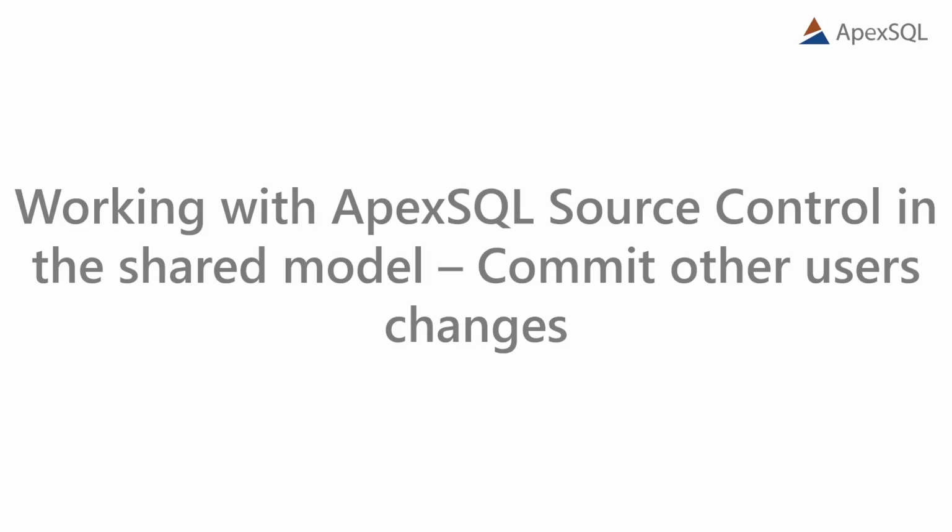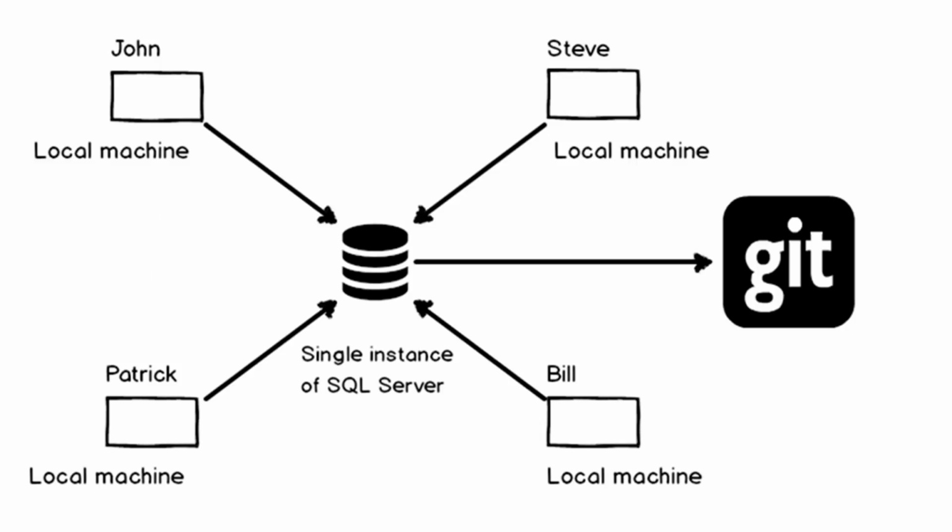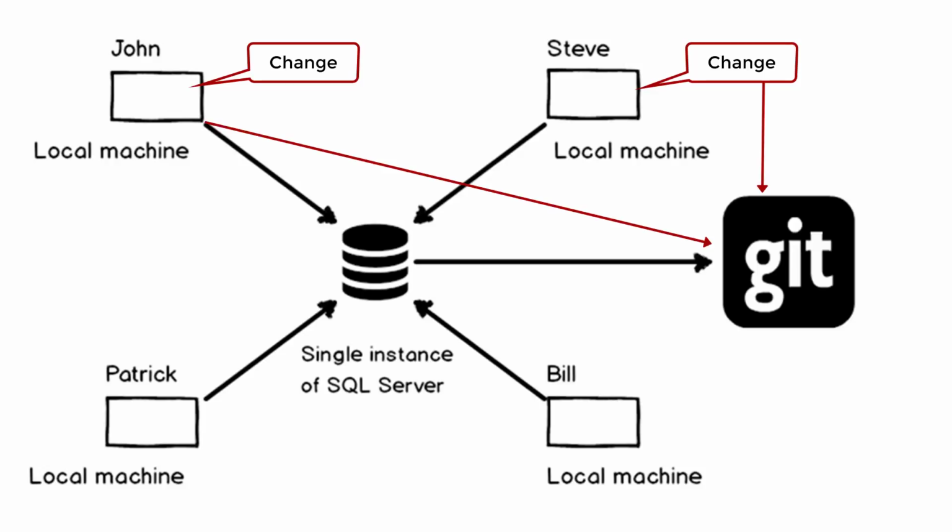Hello, and welcome to this ApexSQL Source Control video, where we'll show you one of the options specifically related to the shared development model: committing changes made by other developers. When working in the shared model, any change made by any developer will appear as a difference in the Action Center tab. In order to have sustainable commit management, we have implemented an option to choose if any developer can commit changes made by the rest of the team or not.